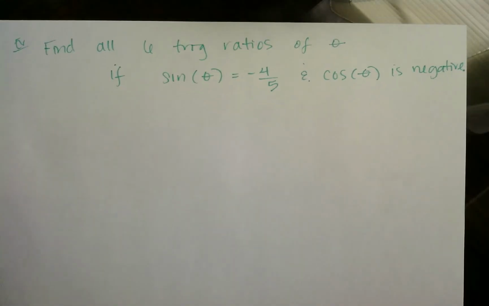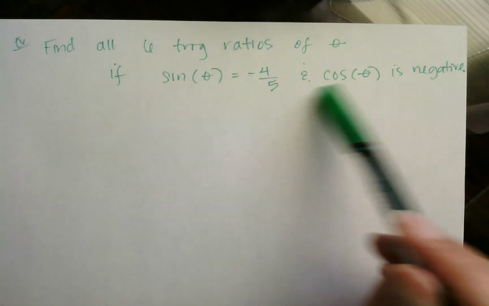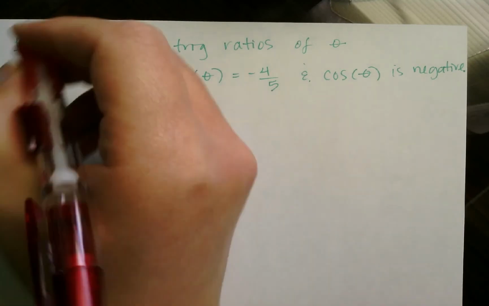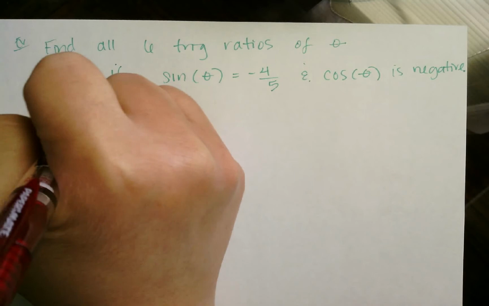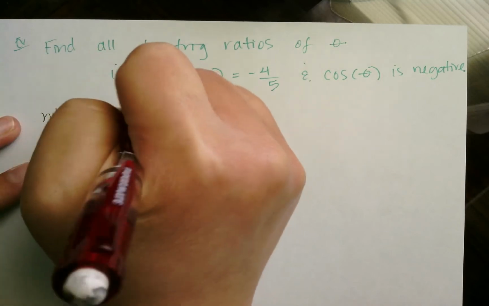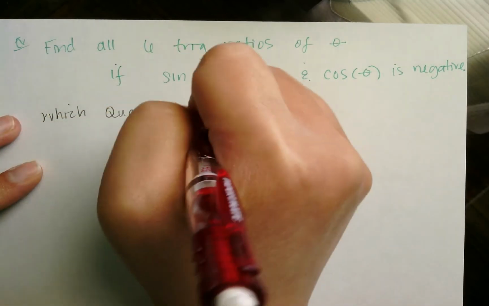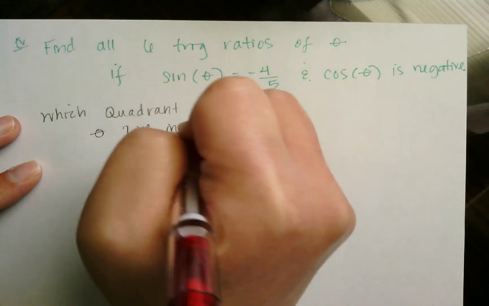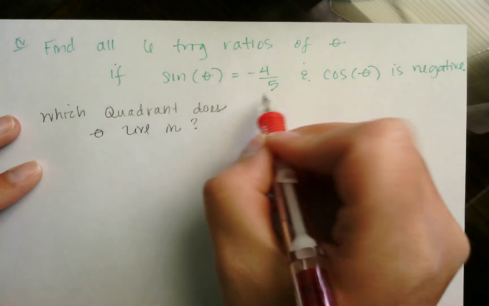Okay. So in the last example, they told us that the terminal point went through 4, negative 5. So we knew exactly what quadrant we were in. Go over 4, go down 5. This is not telling us that point. This is telling us some information to figure out what quadrant theta lives in. So which quadrant does theta live in? And we're going to use this information.